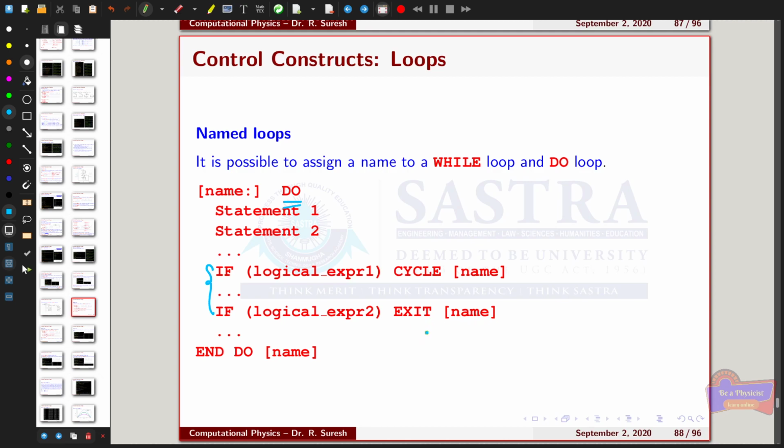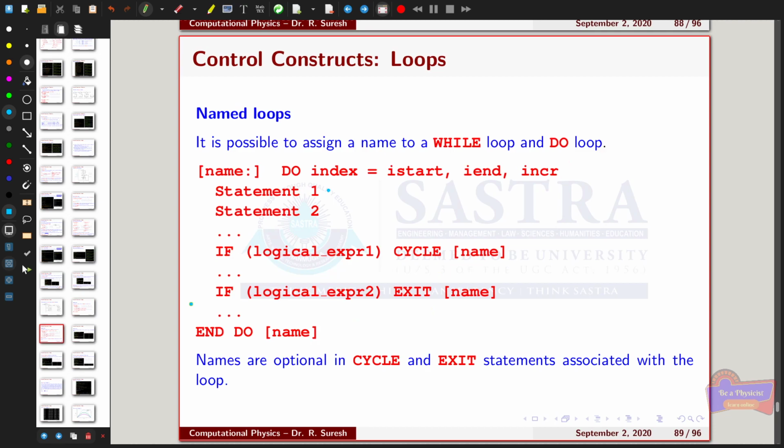Again, the same question comes: why name the loop and the statements? The answer is the same: it is for troubleshooting purposes. If you have more than 100 lines, or a very complicated program, then mentioning the name will help the user as well as the compiler to troubleshoot easily.